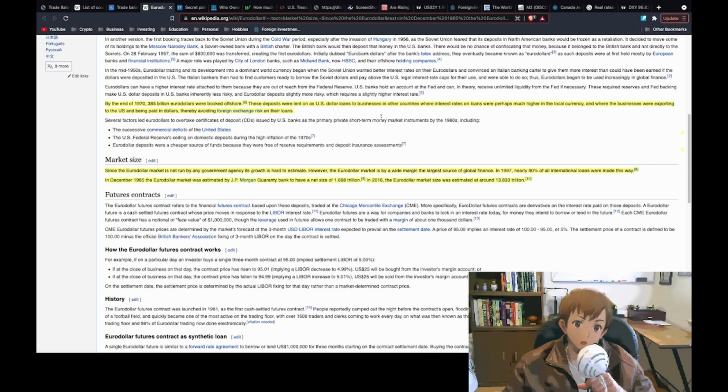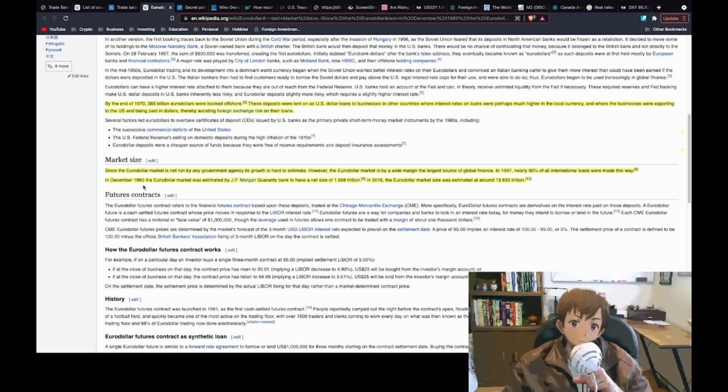And that's what helps make the US dollar so strong, and it's one of the factors that plays into our reserve currency status and why the US dollar is the pristine currency of the world. And you can see down here, since the Eurodollar market is not run by any government agency, its growth is hard to estimate. However, the Eurodollar market is by a wide margin the largest source of global finance. In 1997, nearly 90% of all international loans were made this way.